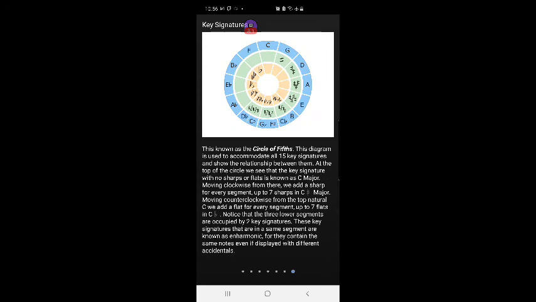This is known as the circle of fifths. This diagram is used to accommodate all 15 key signatures and show the relationship between them. At the top of the circle, we see that the key signature with no sharps or flats is known as C major. Moving clockwise from there, we add a sharp for every segment up to 7 sharps in C sharp major. Moving counterclockwise from the top natural C, we add a flat for every segment up to 7 flats in C flat.